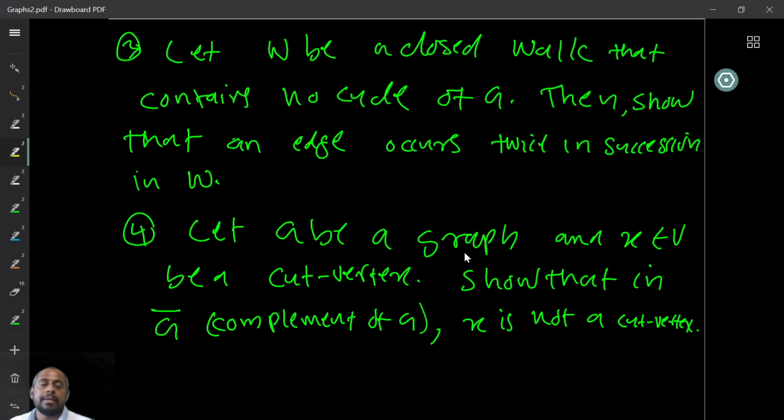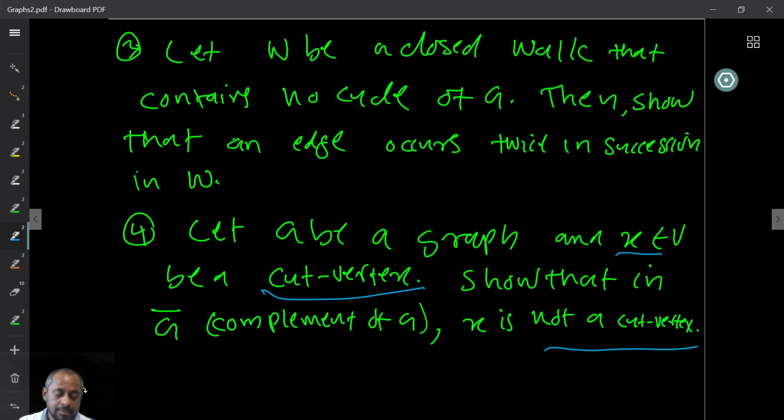Now, the fourth question is that given a graph G and some vertex X, suppose the vertex X is a cut vertex in the graph G. Then show that in the complement, X is not a cut vertex. The complement is the graph obtained by making all the non-edges edges and edges non-edges. So you have a graph in which you have a cut vertex, and in the complement of the graph, this vertex is not a cut vertex.